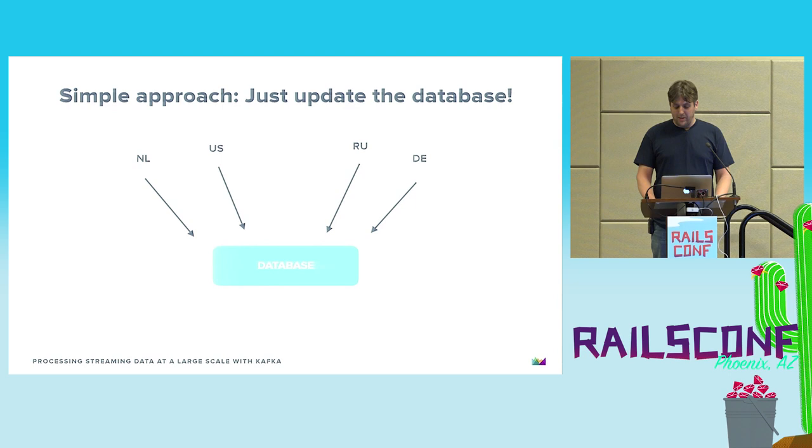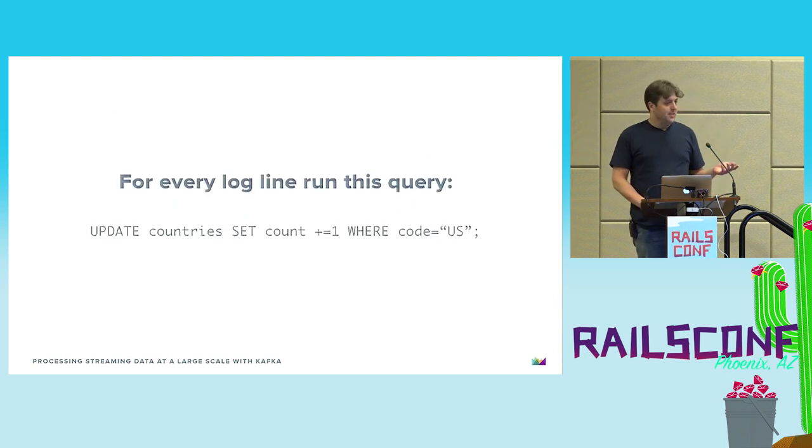So that looks a little bit like this. So basically, you just do an update query. There's a countries table. It has a country code and a count field, and you just update the thing every single time you get a visitor from that certain country.